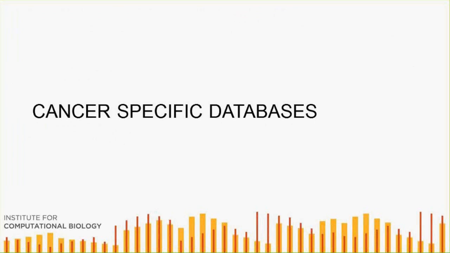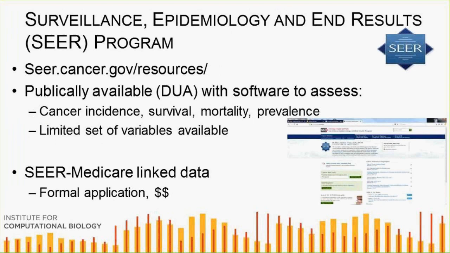So how about some cancer-specific databases? You'll just bear with me while I tell you all this. So the Surveillance, Epidemiology, and End Results Program is the National Cancer Registry System. It's representative of about 26% of the United States. These data are very easy to get. You go on to the website, you sign an agreement, and you download the software and use it. You can do incidence, survival, mortality, prevalence, and we regularly use these data, and it's very easy if you have an interesting question to get access and get a publication out pretty quickly.